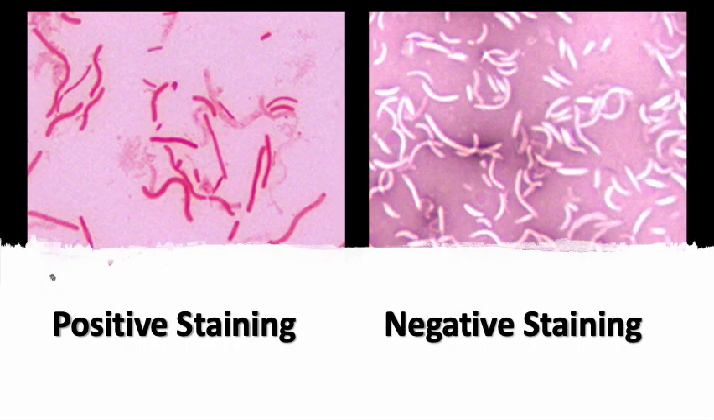Now, this slide shows you the result of a positive staining and negative staining. Please take note, for positive staining, you color the cell, not the background. In contrast, in negative staining, you color the background, not the cell.